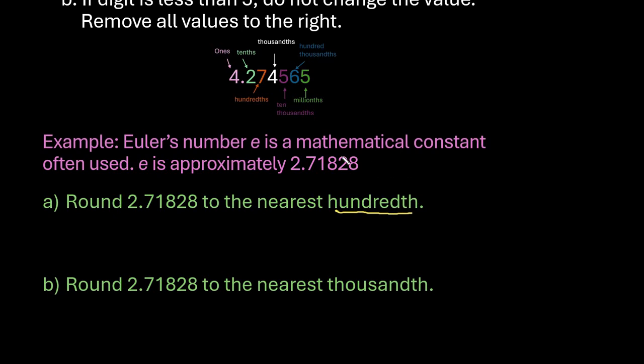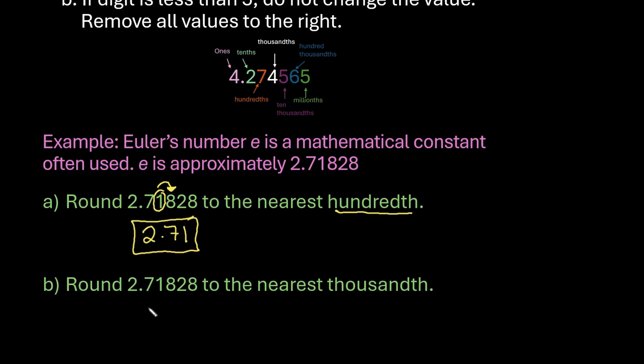And again, remember hundredth has 2 zeros, so that means that we're rounding to this value right here. And so what we're going to do is we're going to look to the value to the right, and we can see that 8 is greater than 5. So since it is greater than 5, we're going to round that 1 up by 1 value. So I would just round this to 2.71, and that is my answer. So hundredths again is 2 decimal places.